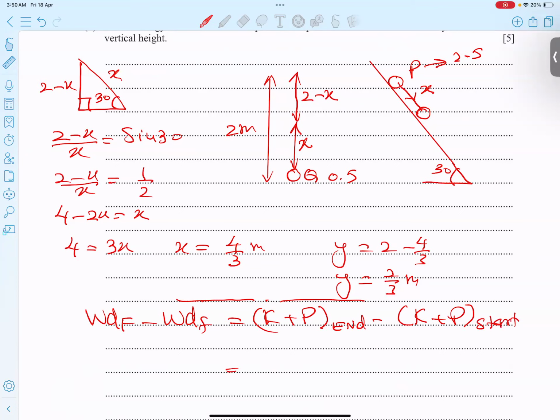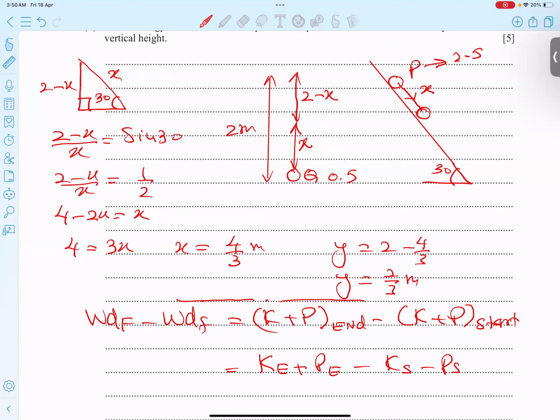Basically, we have two particles. When two particles come together, we call it a system. So when I open the bracket, KE at the end, potential energy at the end, and minus potential energy at the end. But sorry, this is the start, not the end. Sorry for that, students. This is the start.